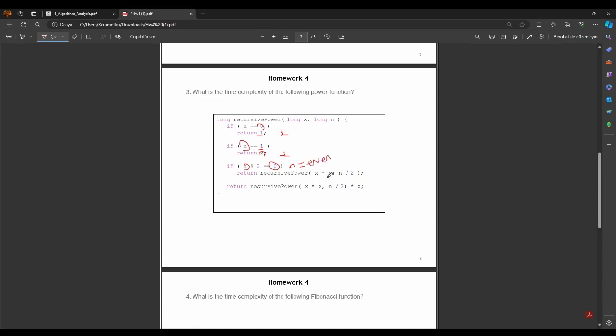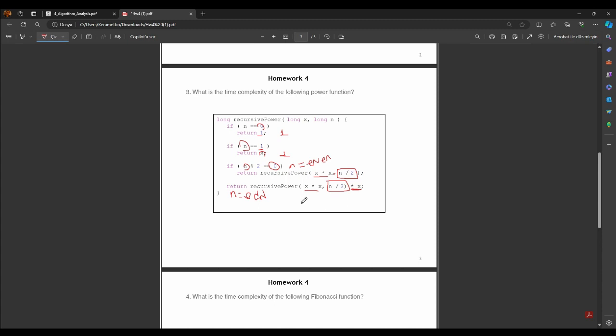It will return x times x, divided by 2. If it is odd, if our n is an odd number, it will return x times x here, and it's also n over 2.